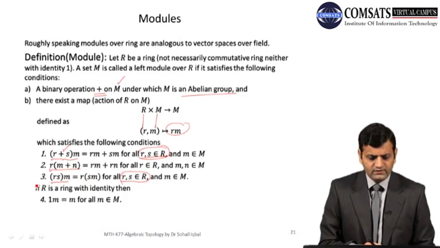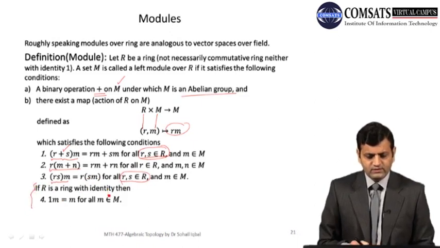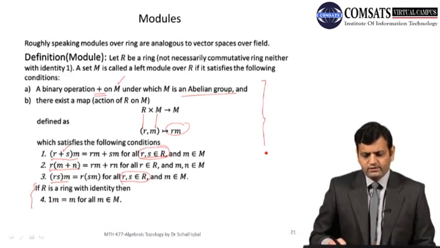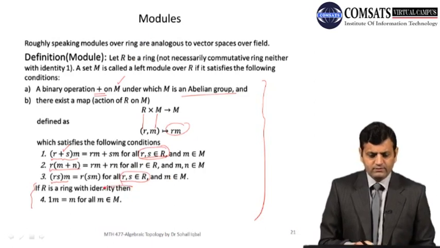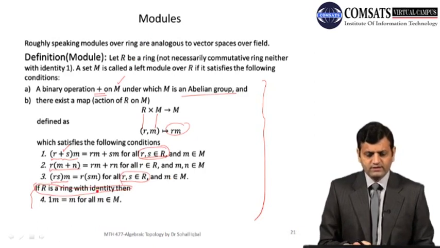Okay, so if R is a ring with the identity, then we require this extra condition that 1 into M is equal to M. So if you remember the definition of a vector space over a field, then you will realize that these are exactly the same conditions that we require when a set is a vector space over a field. Okay, so the only difference is of course a ring may or may not have an identity or multiplicative identity. So when R has an identity, then this also satisfies this fourth condition.